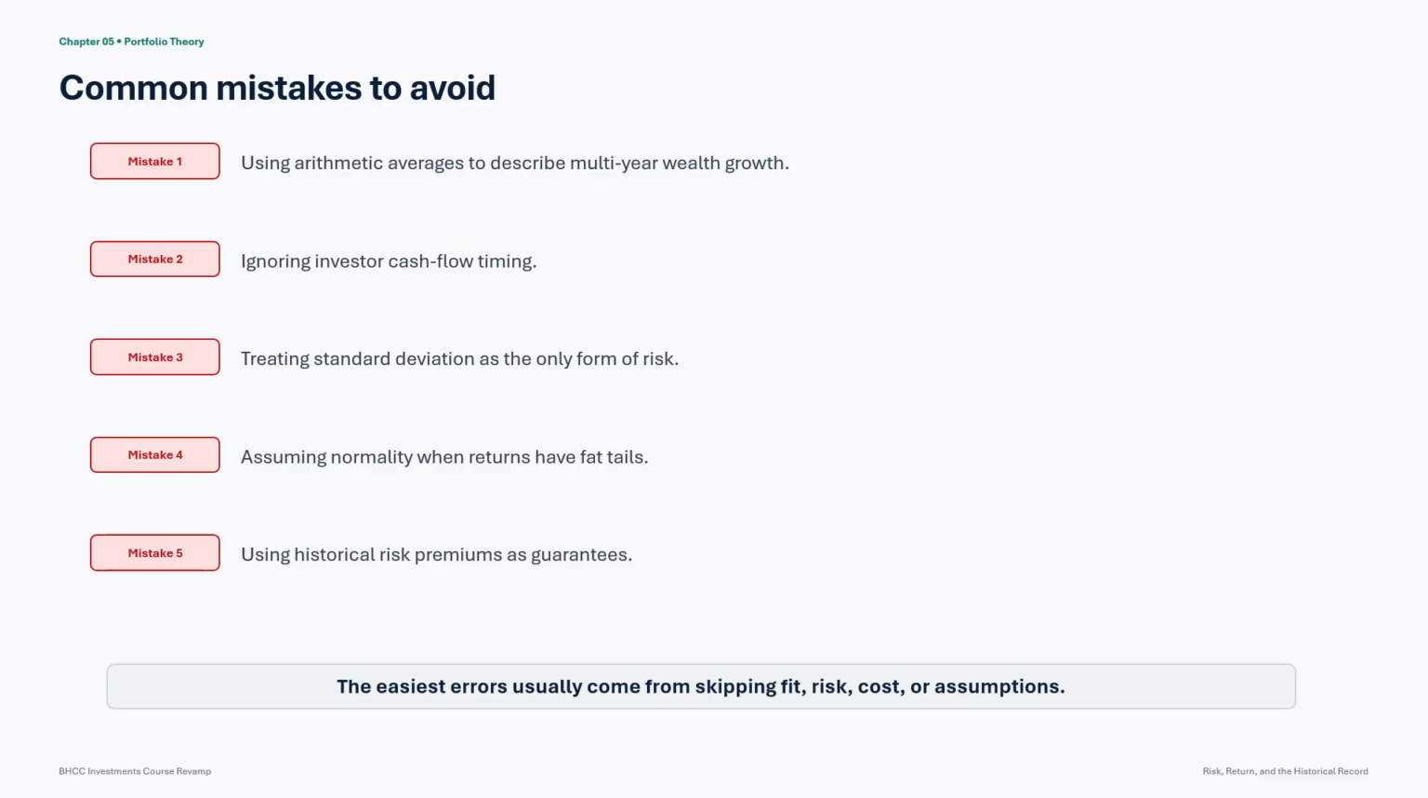One related warning involves value at risk. VAR estimates a loss threshold at a specified probability over a specified horizon. It is not the maximum possible loss. The losses beyond the threshold are often the ones that make the meeting memorable. The cure for these errors is simple, but not easy. State the question, the measure, the assumptions, and the risk that remains.